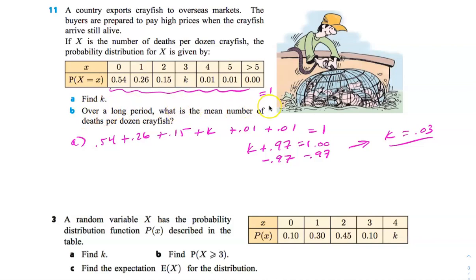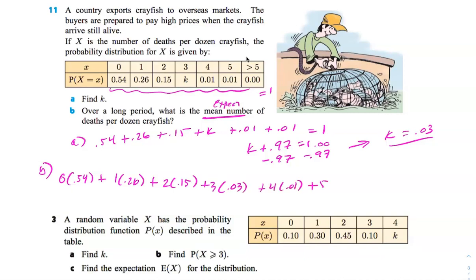Over a long period of time, what is the mean number of deaths per dozen? Mean number of deaths, again, is the expected value. It's a fancy way of saying that. So all we're going to do is multiply each of these together and add them all up. Now, how do I multiply that one? It's a 0, so it goes away. So we're really just multiplying these. It's going to be 0 times 0.54 plus 1 times 0.26 plus, this is for B, 2 times 0.15 plus 3 times 0.03 plus 4 times 0.01 plus 5 times 0.01. I'm going to plug that all into the calculator, and I get 0.74.